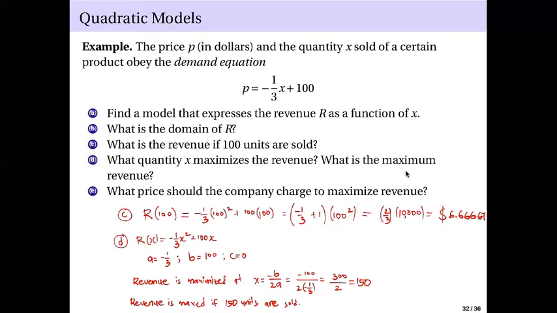And then, what is that maximum revenue? We just replace x with 150. So the max revenue is R of 150. This is equal to negative 1/3 times 150 squared plus 100 times 150.